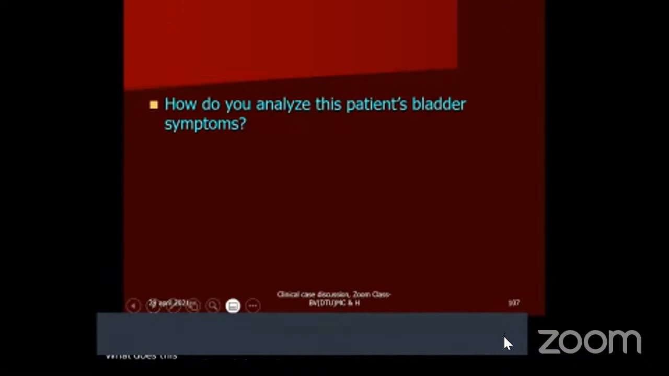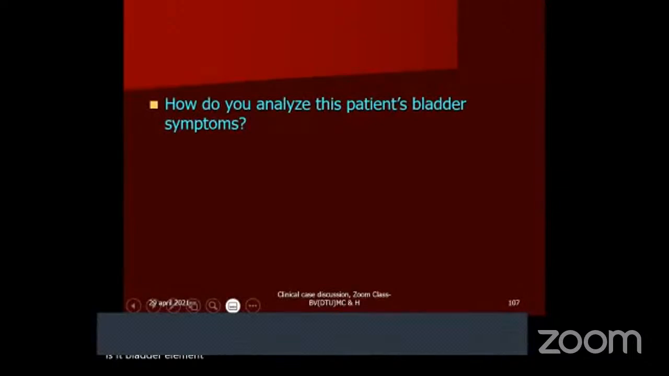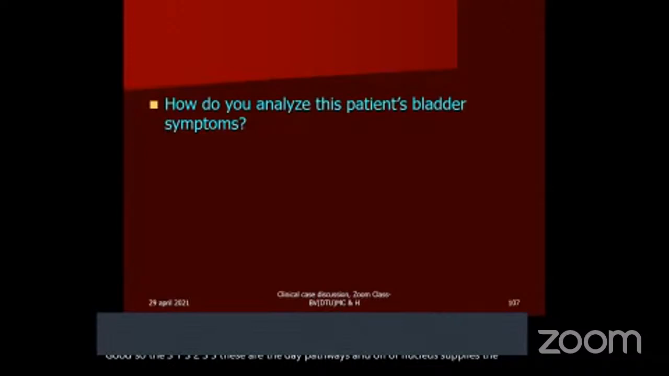UMN bladder or LMN bladder? Answer. Is it UMN bladder or LMN bladder? You have noted down the features, isn't it? UMN bladder, because he's complaining of urgency. Good. So the S1, S2, S3, these are the pathways, and the Onuf's nucleus supplies the sphincter at the bladder neck, and the parasympathetic supplies the detrusor muscle.